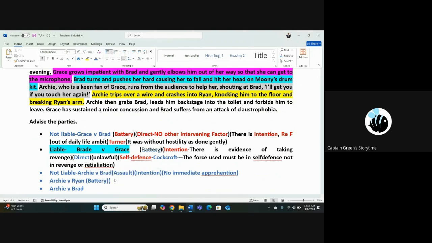Coming towards the first element, is there any intention of Archie towards Rian or not? No, because there is no evidence that Archie had any intention or wanted to injure Rian. The only factor is that he just mistakenly tripped over the wire and crashed into Rian by negligence. Thus, there would be no intention here. Intention, no. So Archie wouldn't be liable to Rian. No liability, not liable.